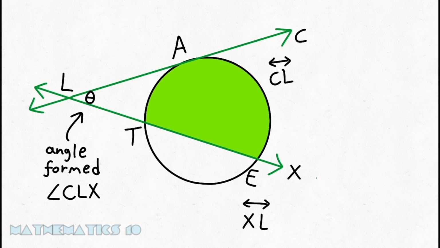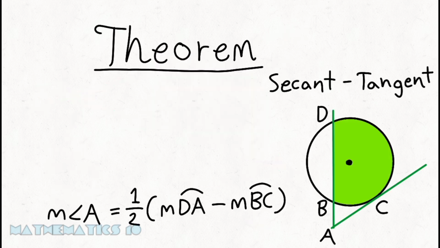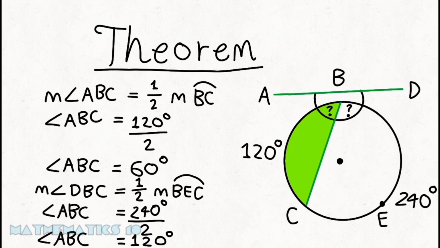If a secant and a tangent intersect in the exterior of a circle, then the measure of the angle formed is 1/2 the difference of the measures of the intercepted arcs. If a secant and a tangent intersect at the point of tangency, then the measure of each angle formed is 1/2 the measure of the intercepted arc.